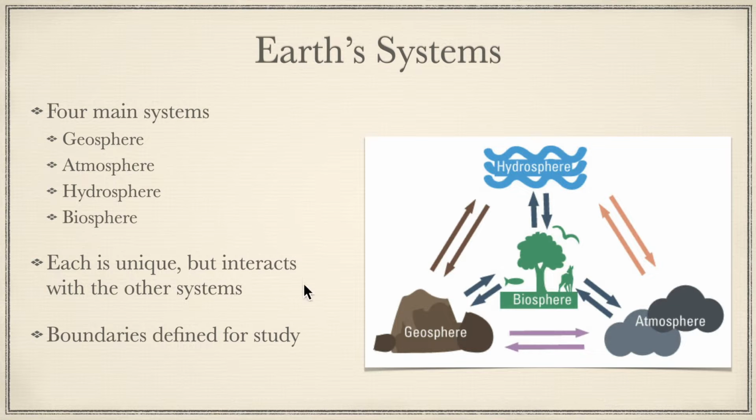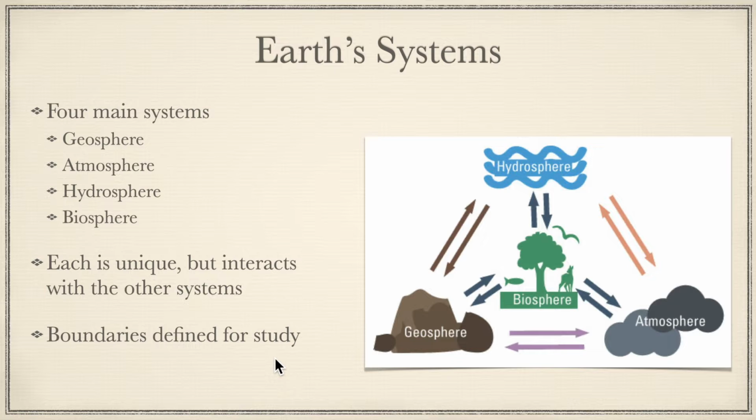Now, each of these systems is unique, but they do all interact with each other. That's why you have all the arrows in the diagram here. So the hydrosphere interacts with the geosphere and vice versa, and the same with the biosphere. So they all interact with each other. And again, boundaries for these are defined for study purposes. And again, in science, a system is anything we kind of draw a boundary around just to study.